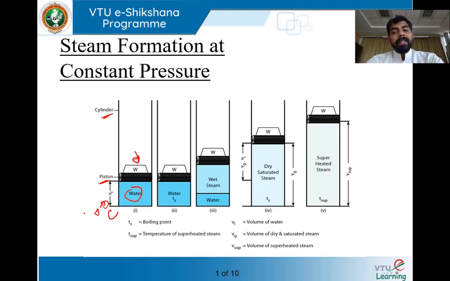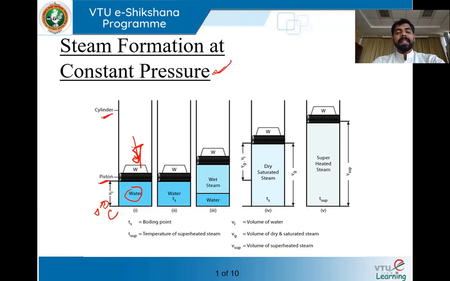So why are we placing this dead weight? Dead weight is the one which will be exerting pressure on the water from the outside. And this weight remains constant throughout our steam formation process. That means the pressure being exerted on the water that is being heated remains constant throughout the process of steam formation. So that is the reason it is known as steam formation at constant pressure.